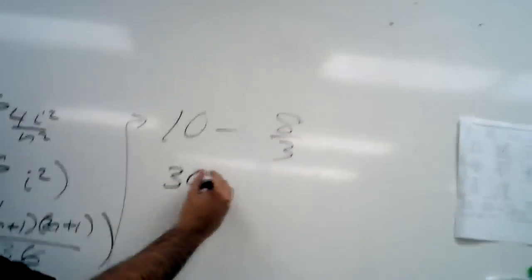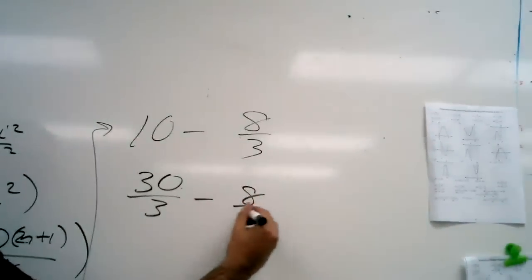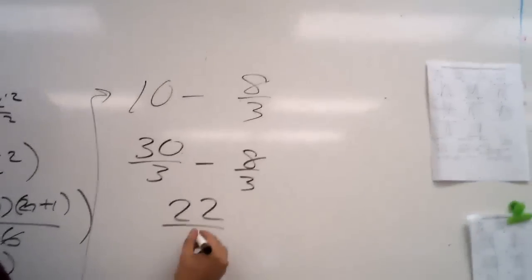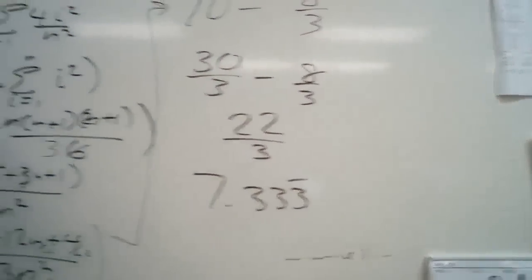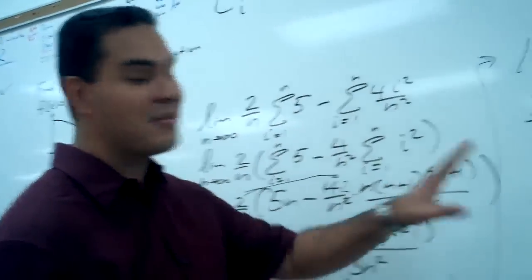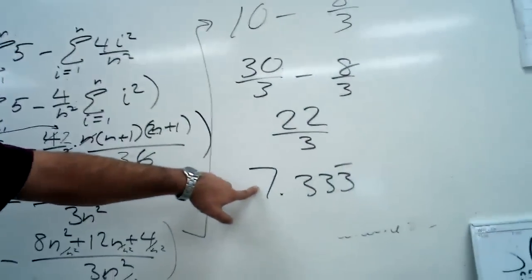Hopefully you know your fractions. 30 over 3 minus 8 over 3, which is 22 over 3, or 7.3333, which we had calculated in class. With that, you found the area under the curve is 7.333.